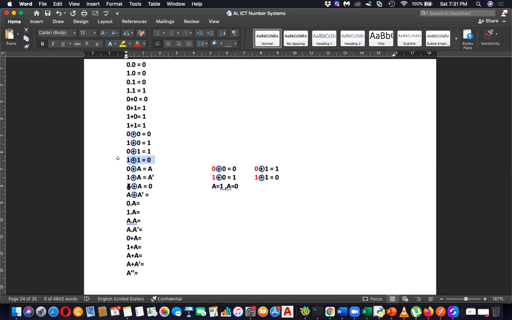So if A is 0, both will become 0. 0 XOR 0 is 0. If A is 1, both will become 1. 1 XOR 1 is also 0. So the final answer is 0. Understood or not?